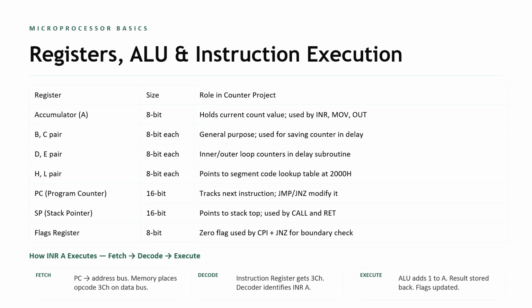The flag register, the zero flag inside it, is what makes CPI and JNZ work together for our boundary check. When the counter reaches 10, the zero flag is set and JNZ doesn't jump.